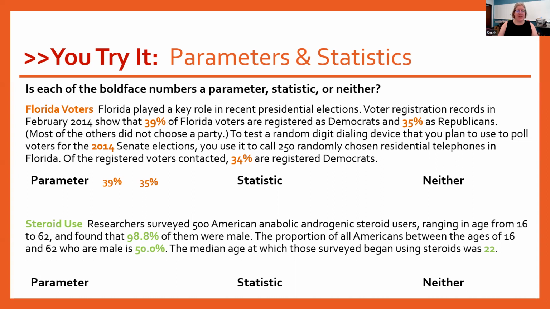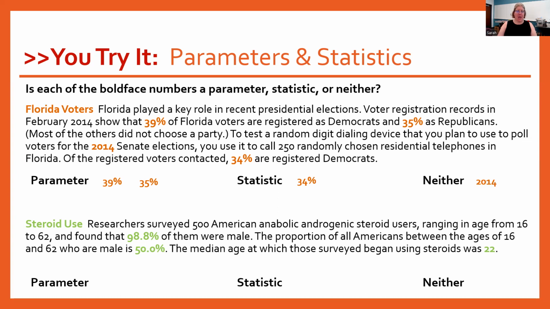And then that leaves us with two numbers left, the 2014 and the 34%. It says of the registered voters contacted, 34% are registered Democrats. So of the ones contacted is indicating the sample, so that 34% is going to be a statistic. And then 2014 is a year, not a calculation, so that'll fall under neither.